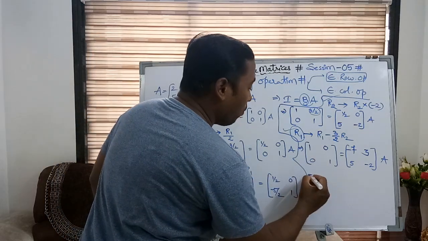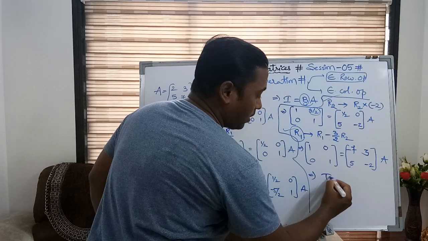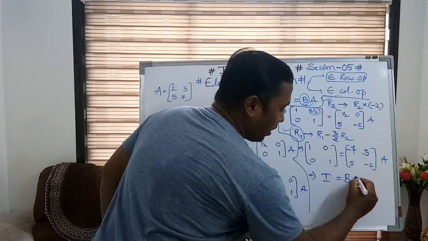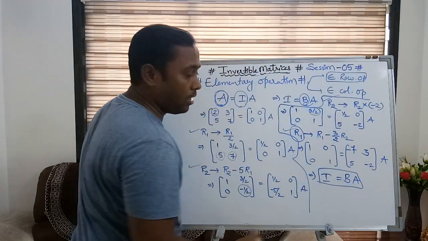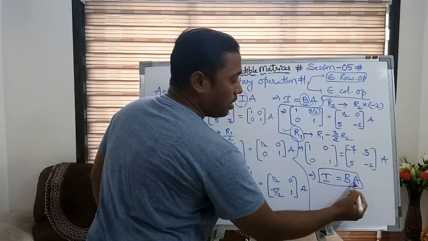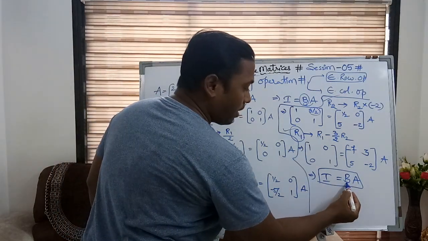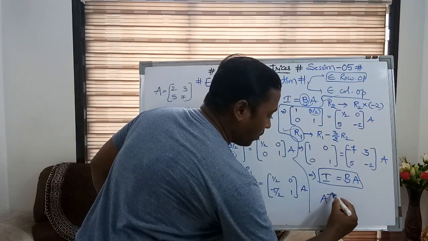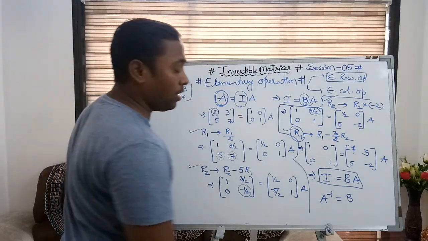Now see what I can write this result as. This will become what? Identity matrix. It's a general matrix, I can say B into A. So if the product of two matrices is I, hence I can say each matrix is the inverse of the other. So hence B matrix is called the inverse of A. So what is A inverse? A inverse is B.